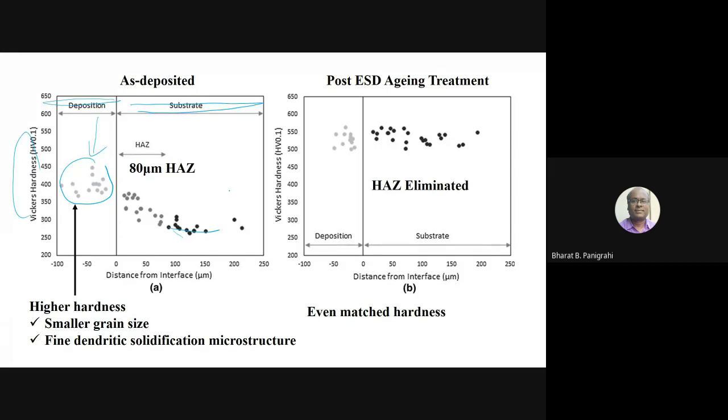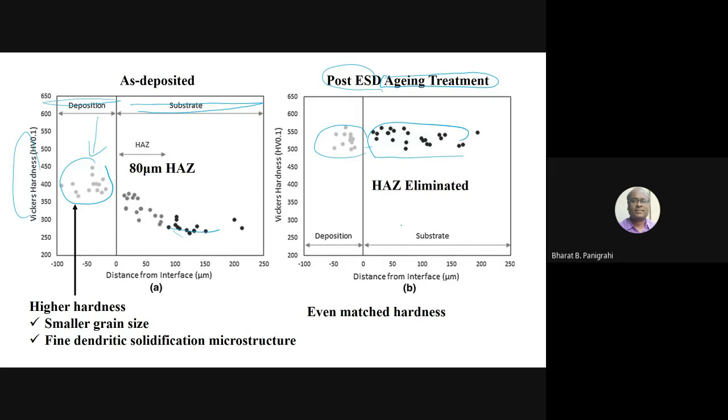Many of you will know that superalloys are subjected to heat treatment. Whenever you do the heat treatment, there are phases called gamma prime and gamma double prime. Those phases start precipitating over long aging treatment. So this deposited sample was sent for long aging treatment. During aging treatment, you will see that both the heat affected base material as well as your coating essentially come out in a similar hardness range.